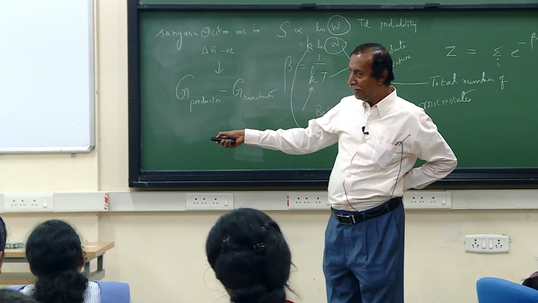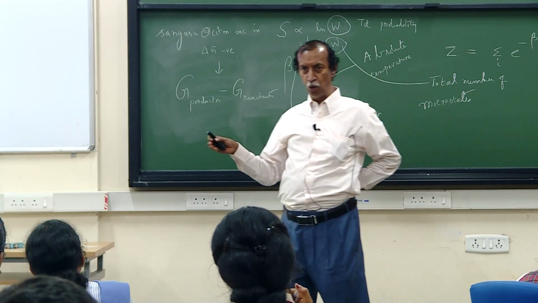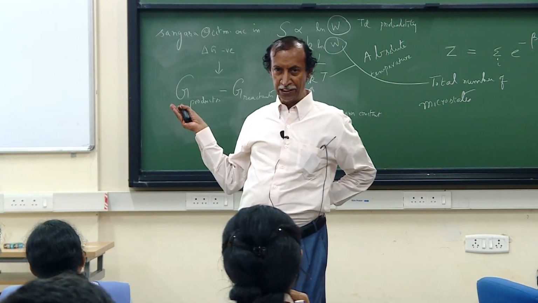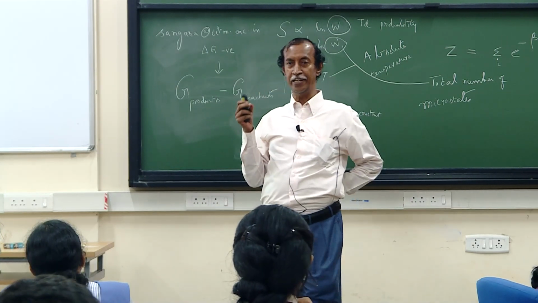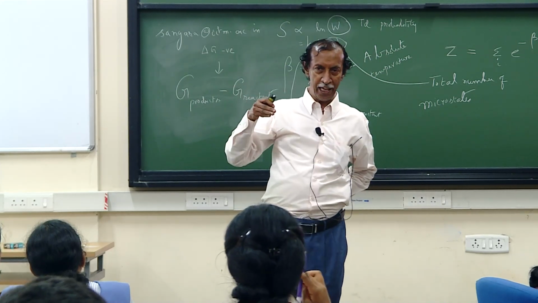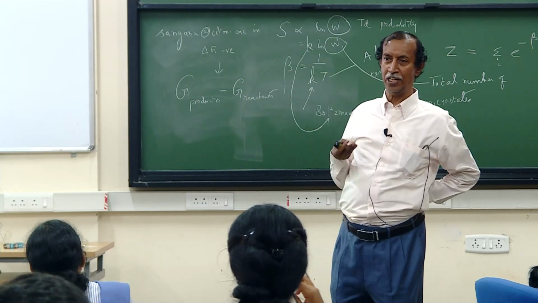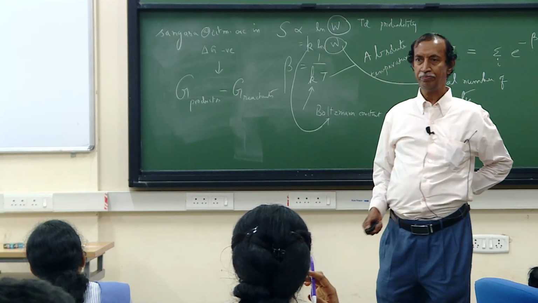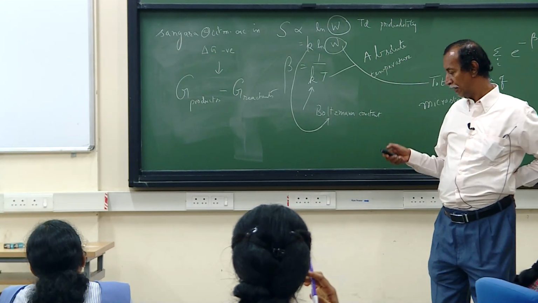F is Faraday, 96,500 coulombs per mole. N is number of electrons that is transferred in the overall reactions, right? There is anode reaction, cathode reaction, together will be the total potential. So that will be coming here, right? Okay.